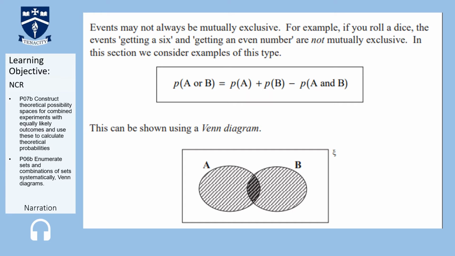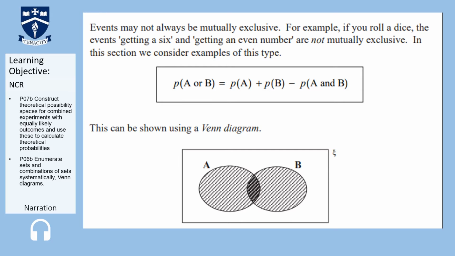So take rolling a dice for example. If you said I want to look at getting a 6 and getting an even number, those two events can occur at the same time. So if you get a 6 it is both even and it's a 6. So both things happen at the same time.